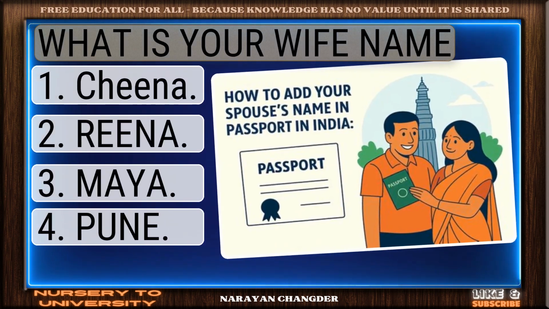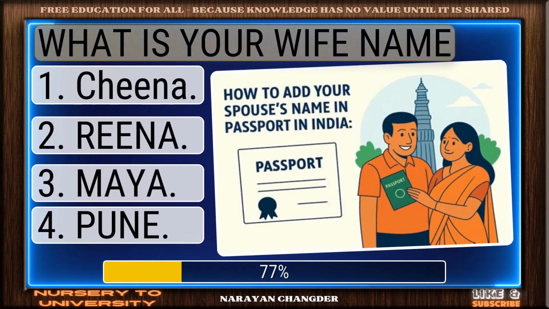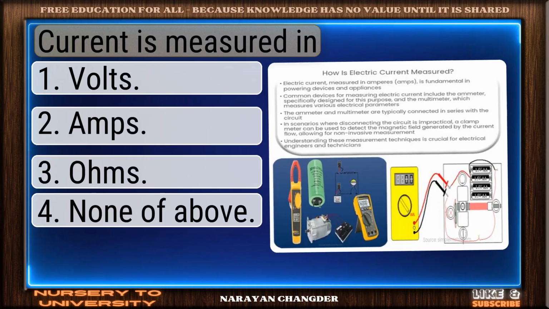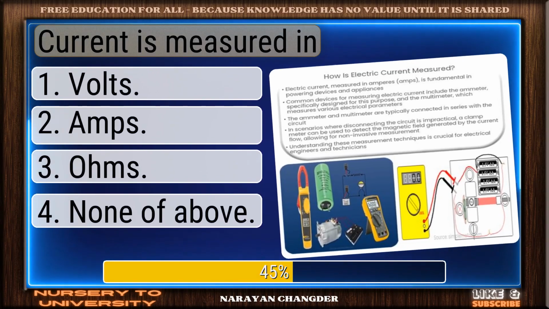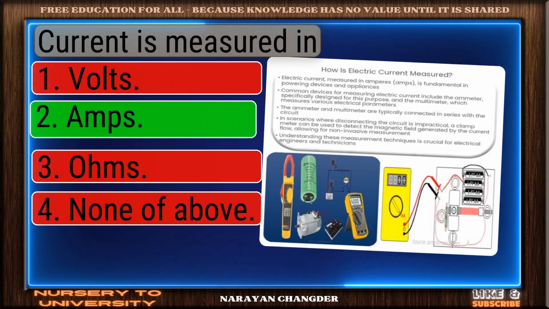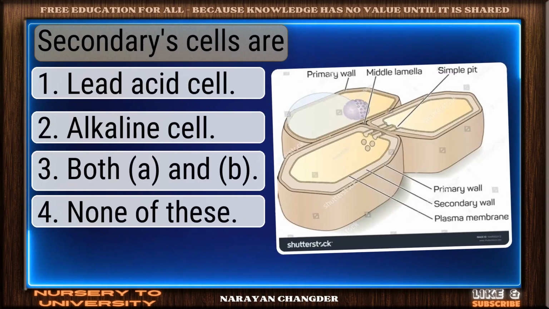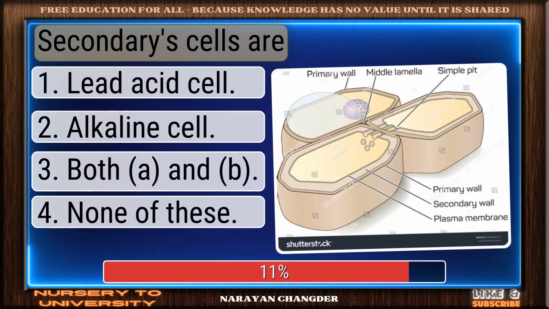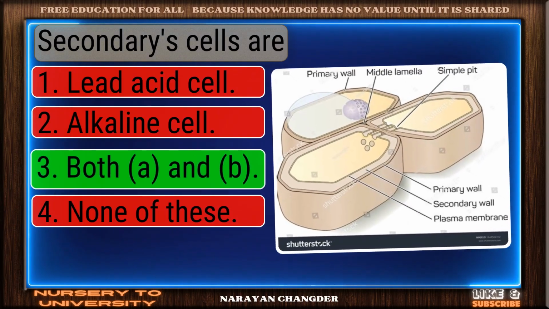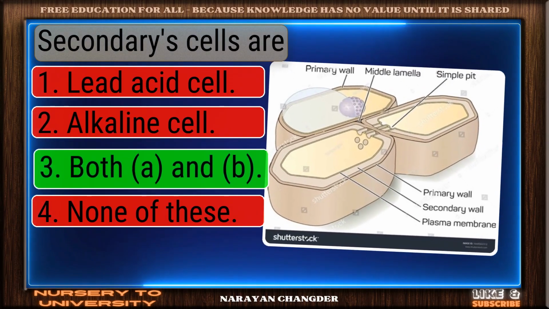What is your wife name? Right again. China is a valid answer. Current is measured in. Correct response. Amps is the most accurate answer. Secondary cells are. Great job. Both and is the accurate answer.